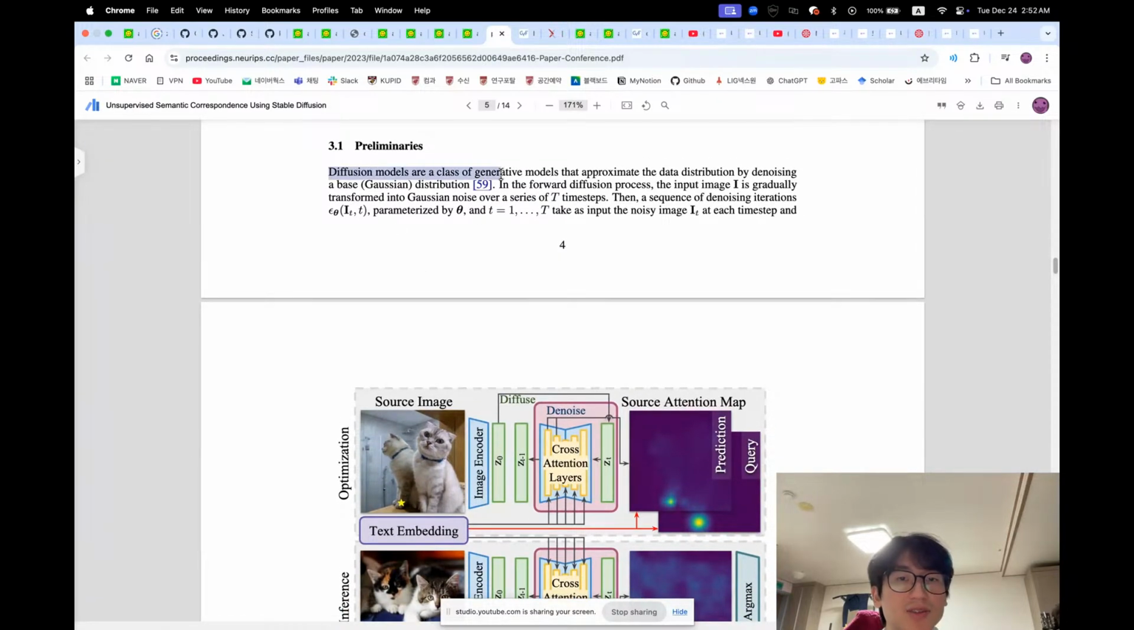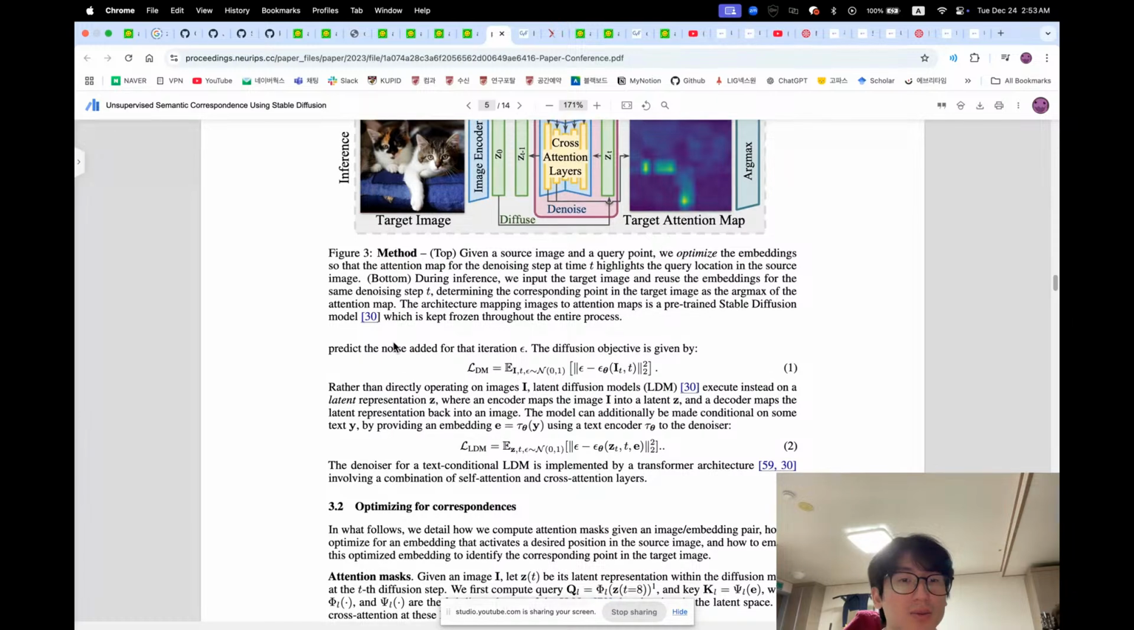Preliminary. Diffusion models are a class of generative models that approximate the data distribution with a denoising process. Given t and the noisy image, and noise for that information, the additional step is given by. They don't operate on each other. Collaborating embedding, the text encoder to the noiser.